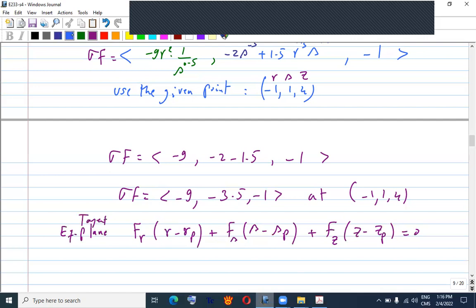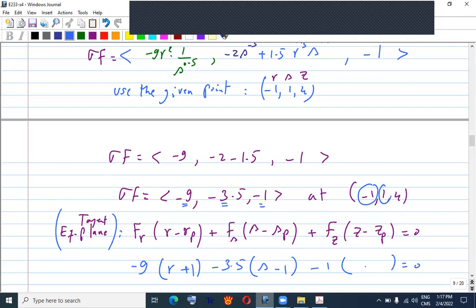Is it okay? Now, if you avoid this formula, you can. You know that the delta F would be the numbers beside the factors. Simply, you can say minus 9, minus 3.5, and you have a minus 1 here. That's it. But this is the whole point: there's no x here. If you put x, you are lost. There's no x in the equation. It's r minus this point, so it's plus 1. It's s minus that value, and it's z minus 4.